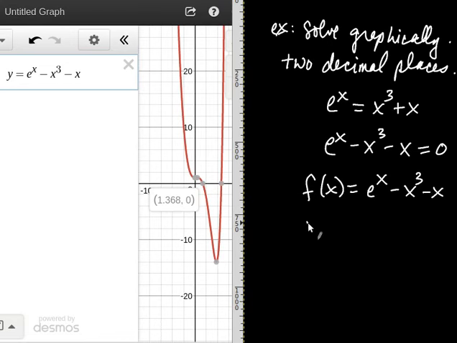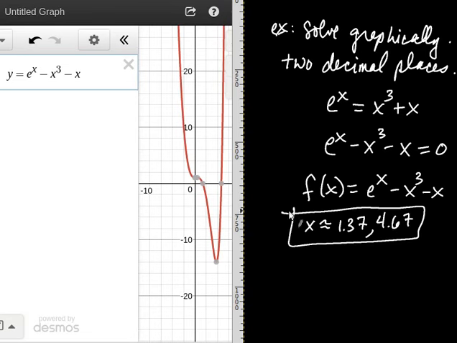1.37. So our solutions would be x is about equal to 1.37 would be the first one. And the second one, the function would be 0 here, about 4.67. So 4.67. And those would be our solutions. So that would be how you solve an exponential equation graphically. Now you can do the same thing. You can solve a logarithmic equation graphically. So let's go ahead and do that now.